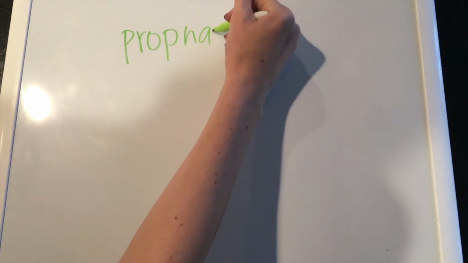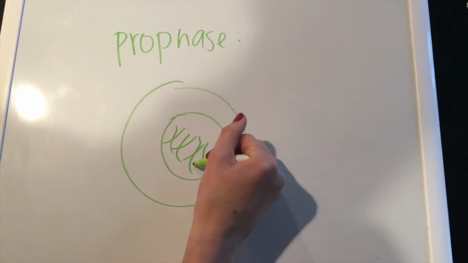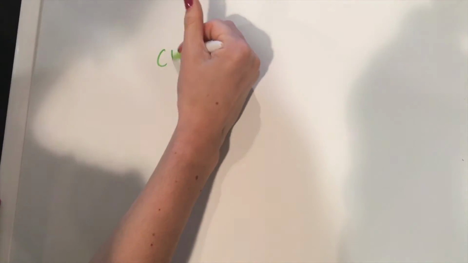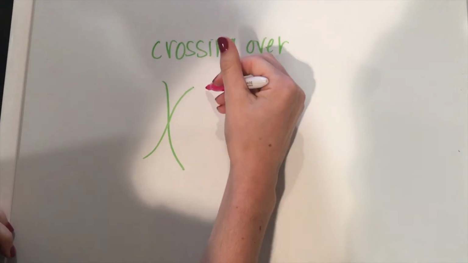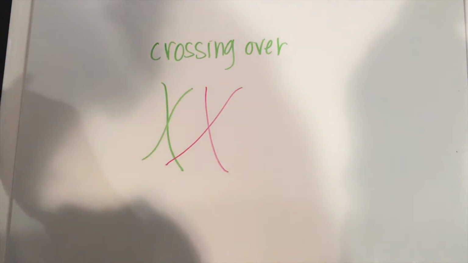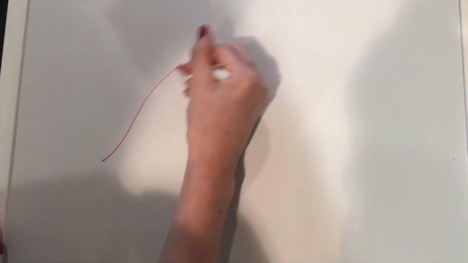The cell then enters prophase 1, where a process called crossing over occurs. Crossing over is when sections of the maternal and paternal chromosomes are switched into the daughter cell. The interchanging of chromosomes causes genetic variation.